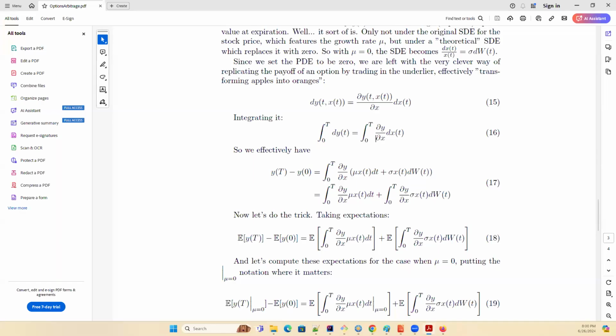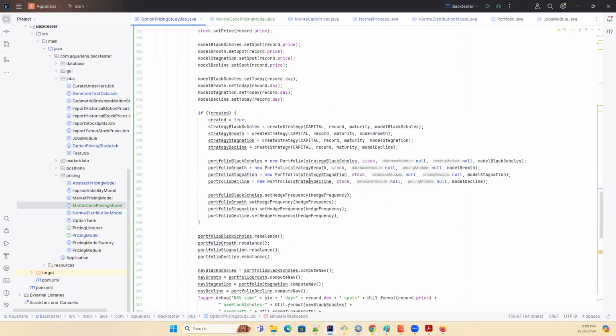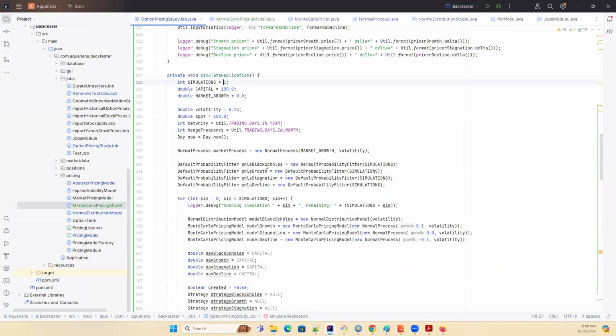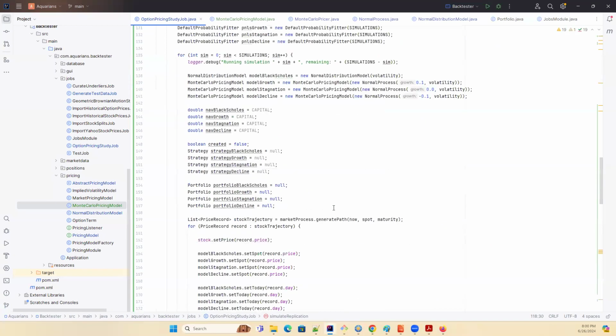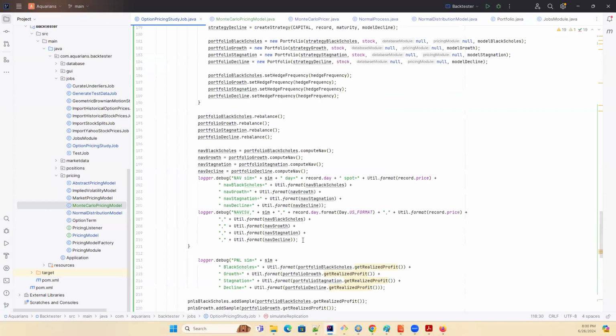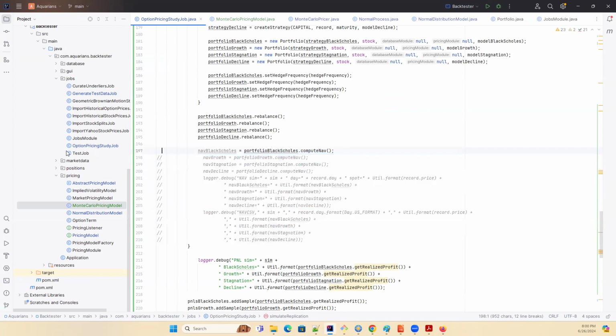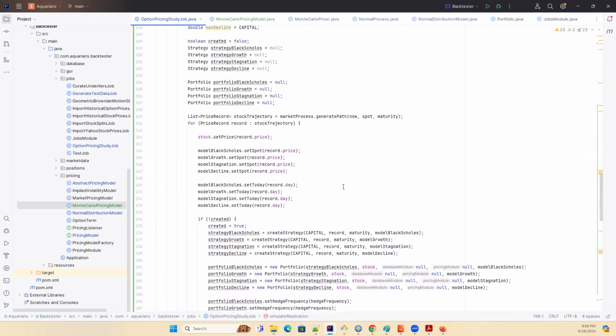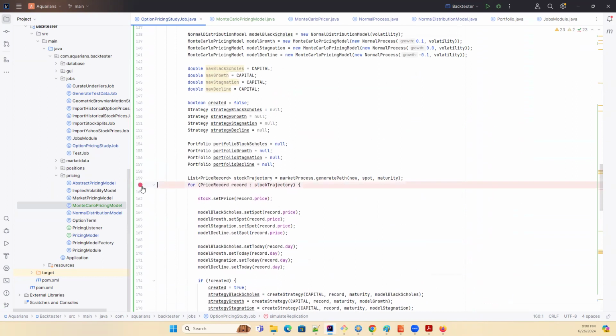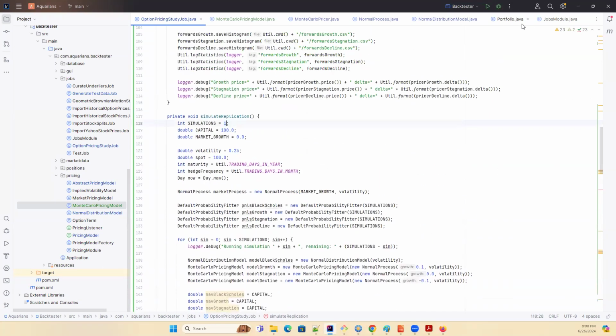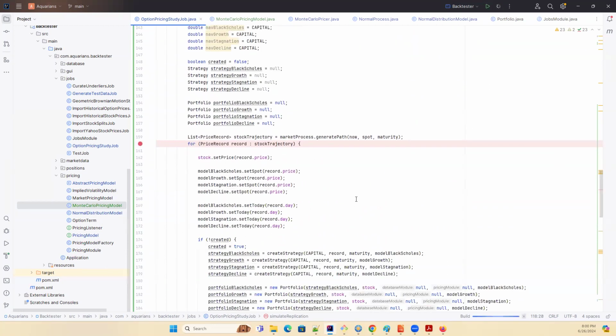Now we are going to run this for a lot more simulations, like 100 of them, and comment this part because it only adds noise. Okay, and do a little bit of debugging and see what happens. So let's just do one simulation for a start.